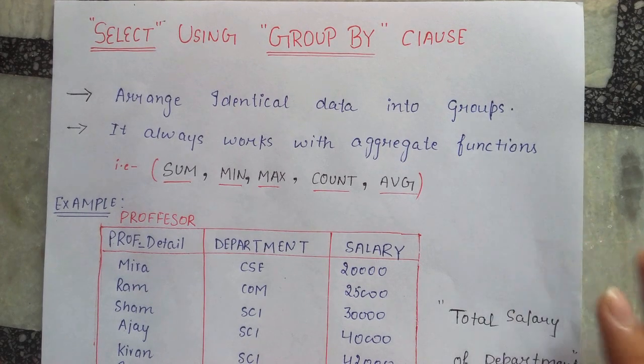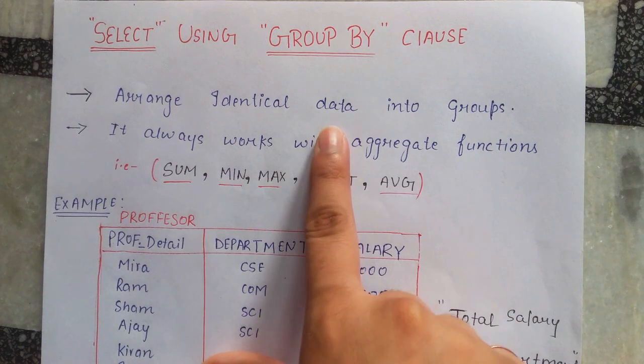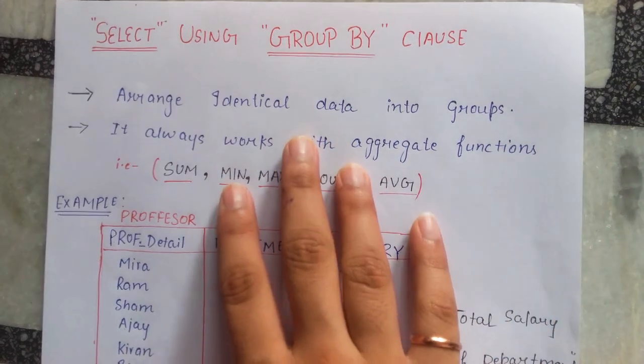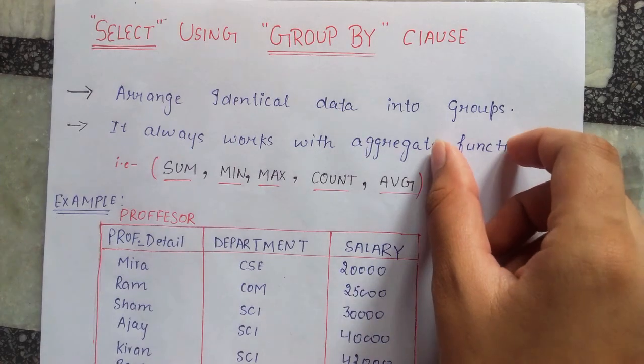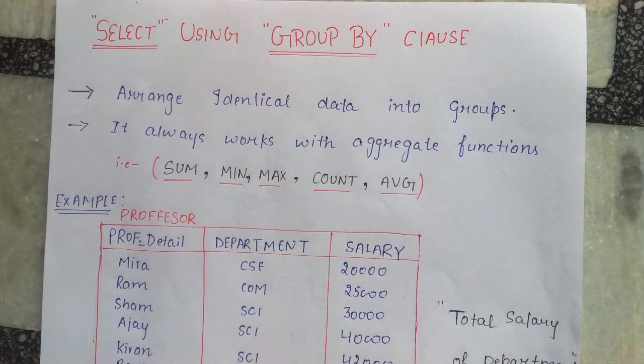Firstly, the GROUP BY clause is basically used to arrange identical data in groups. What is meant by identical data? The data that is the same, that relates to each other. It's used to arrange the same data in groups and then perform operations on that grouped data.